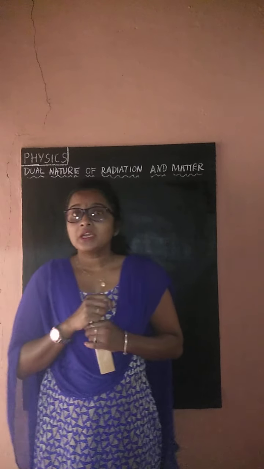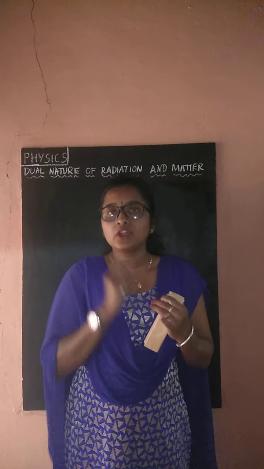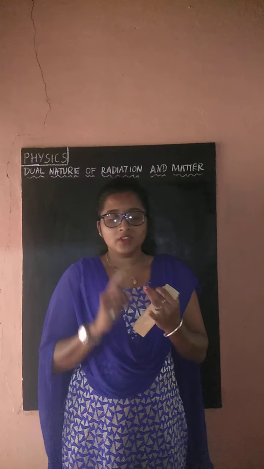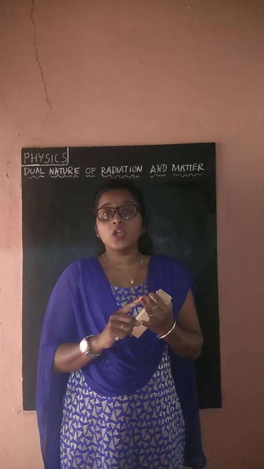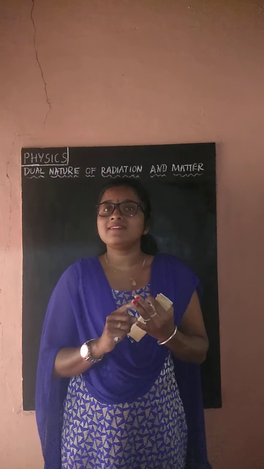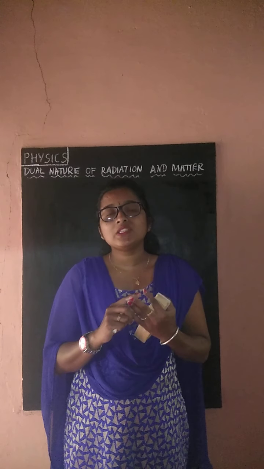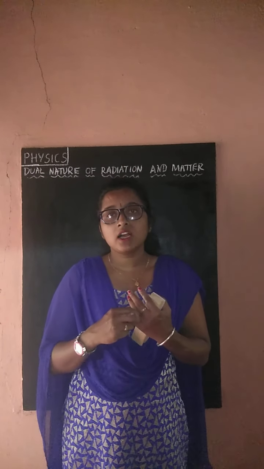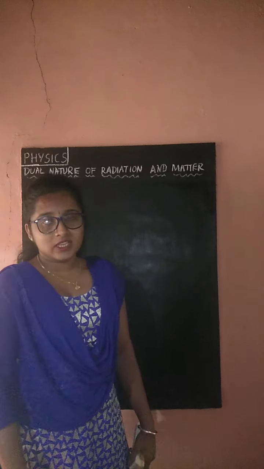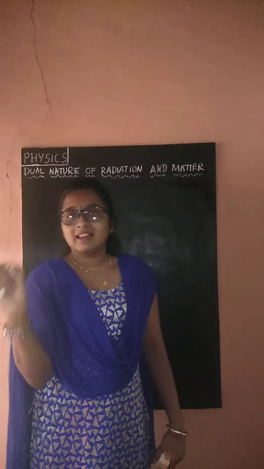In this session we are going to discuss the effect of intensity of incident radiation on photoelectric current, the effect of potential on photoelectric current, and the effect of frequency of incident radiation on stopping potential. Later we are going to discuss the laws of the photoelectric effect. First, let us discuss the effect of intensity of incident radiation on photoelectric current.